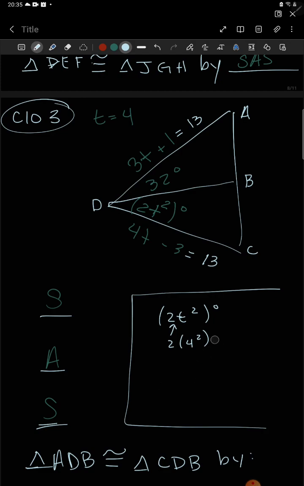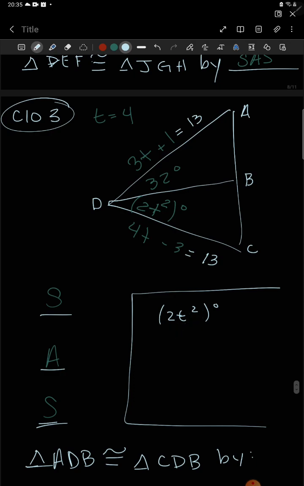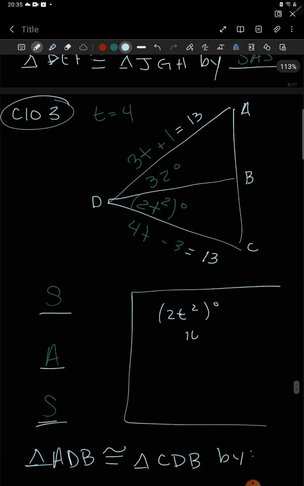So whenever you see the squared symbol like that with a variable, then we know that only the variable is being squared, not the variable times something and then squared. Okay? So t is equal to 4, so that's 16 times 2, which is in fact 32 degrees.